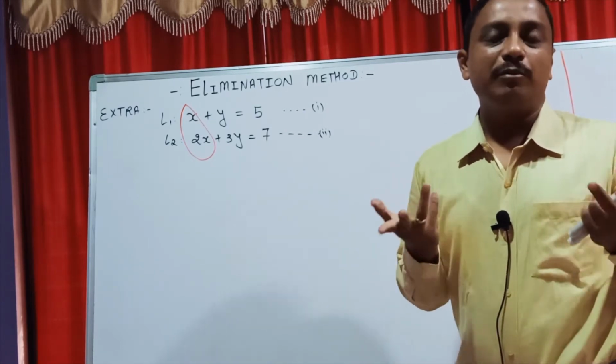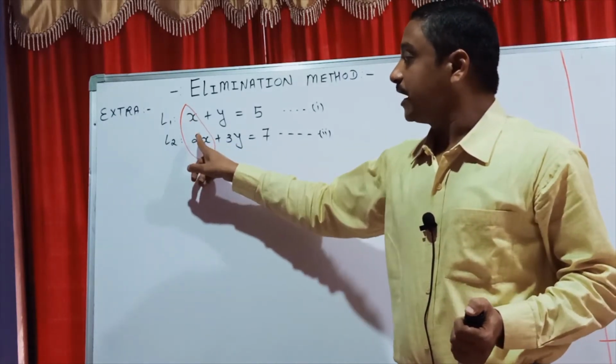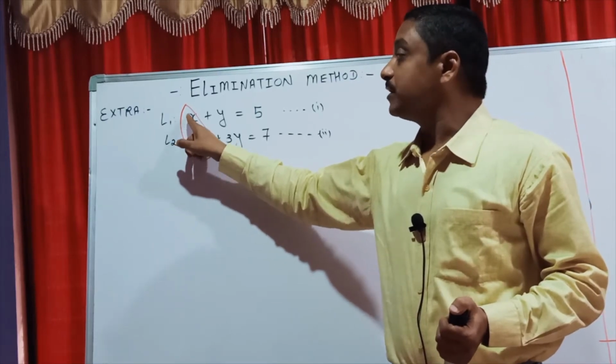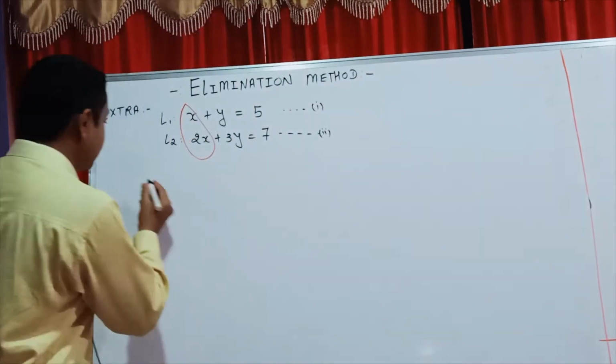As you like, you apply any one method in the exam. Here I eliminated x first. So definitely if you eliminate x, then here multiply by 2. Then they are the same. So my sum starts.